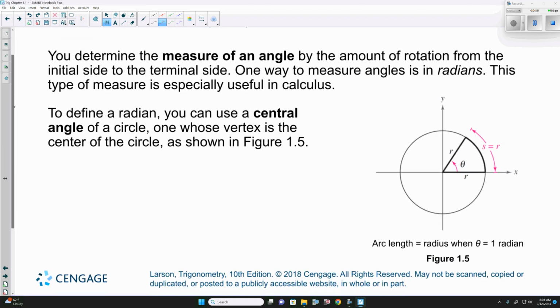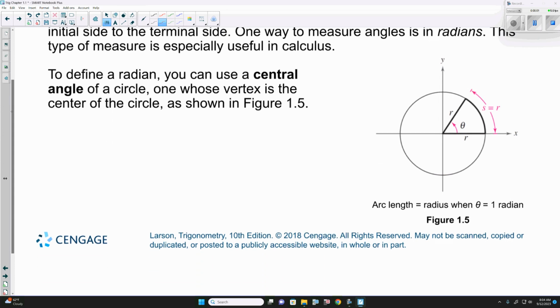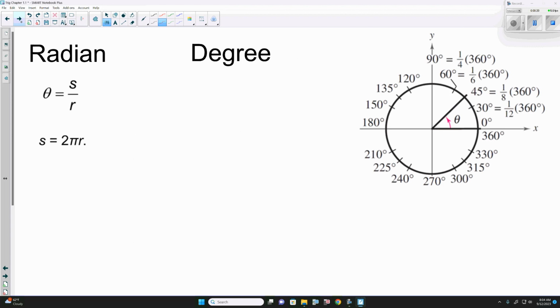Now you determine the measure of an angle by the amount of rotation from the initial side to the terminal side. One way to measure an angle is in radians. This type of measure is especially useful in calculus. To define a radian, you can use a central angle of a circle, one whose vertex is the center of the circle as shown. And S, the side here, is equal to R because these are the same. And we can use that to go about finding the radian measure.